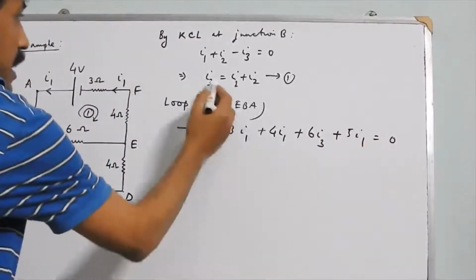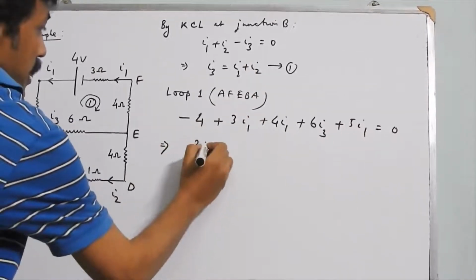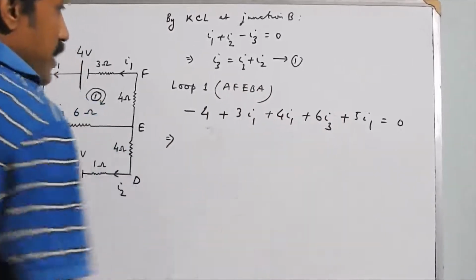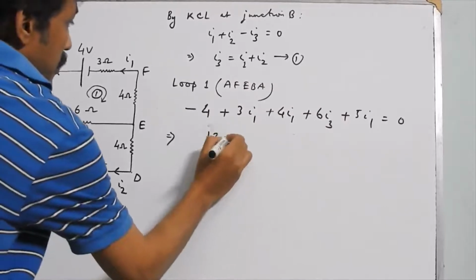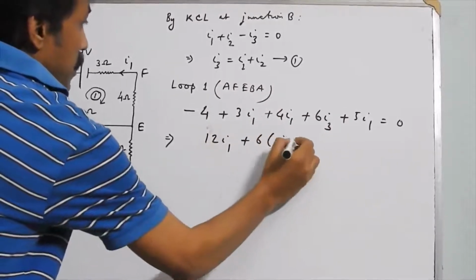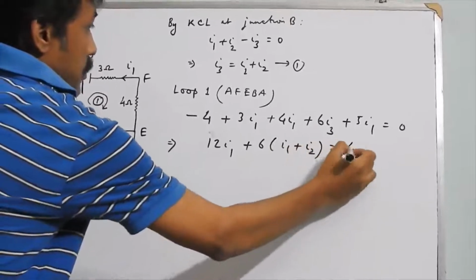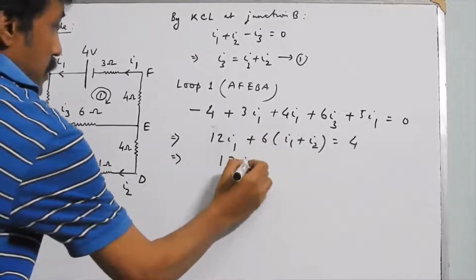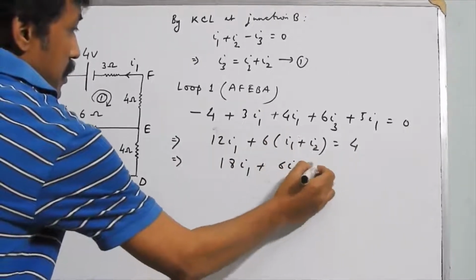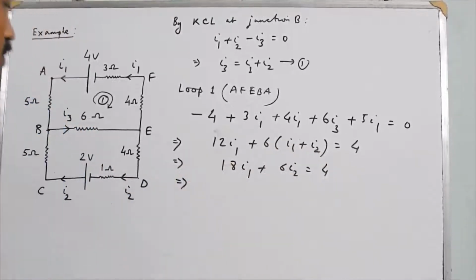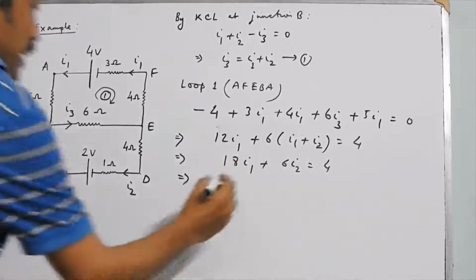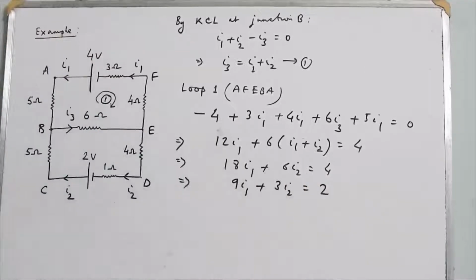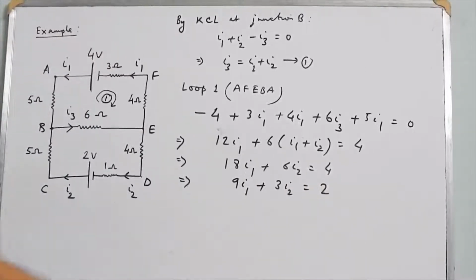Now you already know that I3 is I1 plus I2. So this is 3I1 plus 4I1 plus 5I1, that is 12I1, plus 6 times I1 plus I2, is equal to 4. So this is 12I1 plus 6I1 is 18I1 plus 6I2 is equal to 4. We can take 2 common. So 2 9s are 18, that is 9I1 plus 3I2 must be equal to 2. Dividing throughout by 2, you can say this will be equation 2.